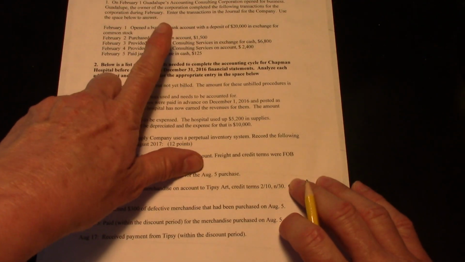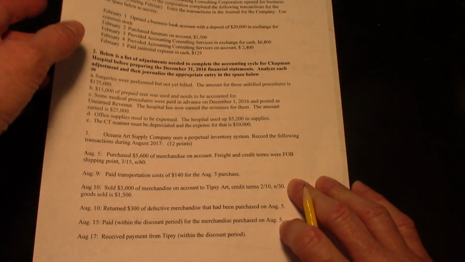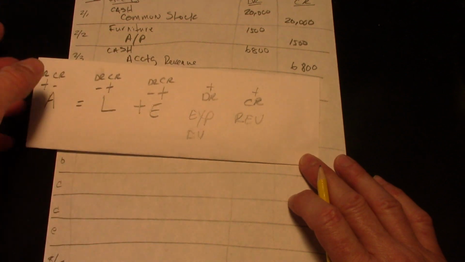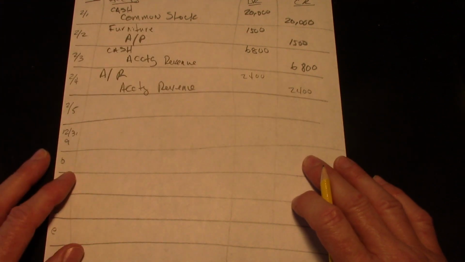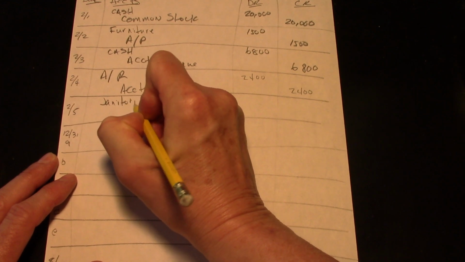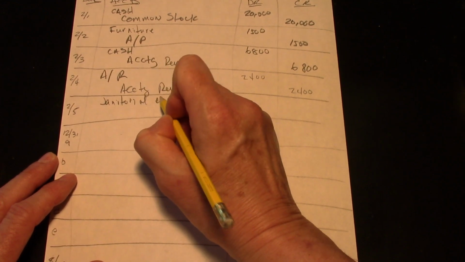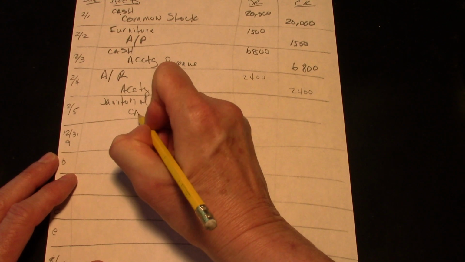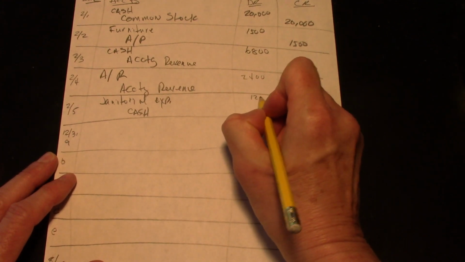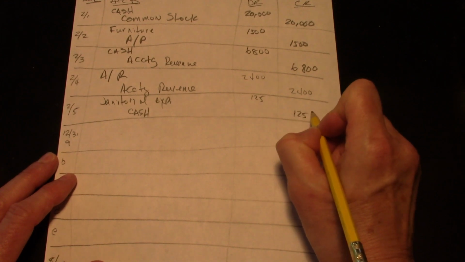Paid janitorial expense in cash, $125. Expenses are debits, so I'm just going to call that janitorial expense, just like the problem does. Of course, we paid for that with cash, and it was 125 debit and 125 credit.